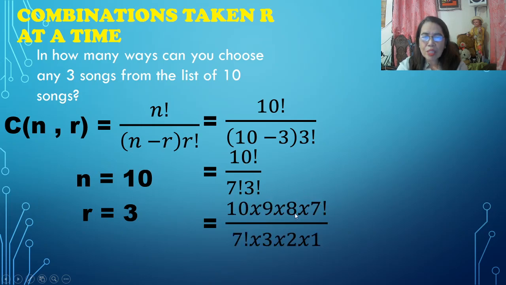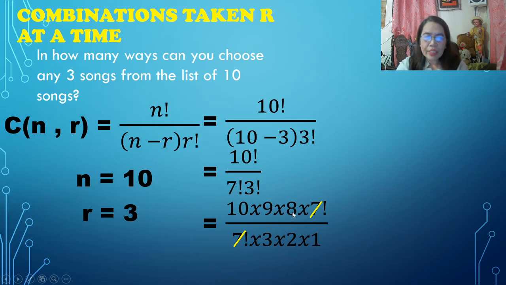10 times 9 times 8 times 7 factorial. So, nag-stop na ako ng 7 factorial. Why? Because the denominator has also 7 factorial. So, pwede ko siyang i-cancel, diba? And then, sa denominator, meron pa tayong 3 factorial. So, 7 factorial times 3 times 2 times 1. So, pwede natin cancel ang 7 factorial sa numerator and sa denominator.